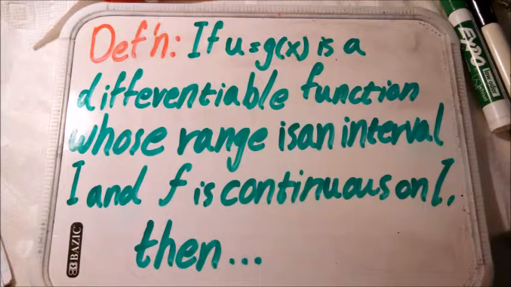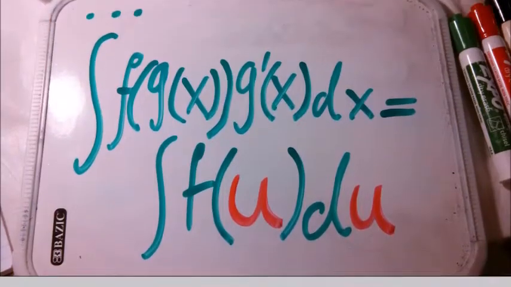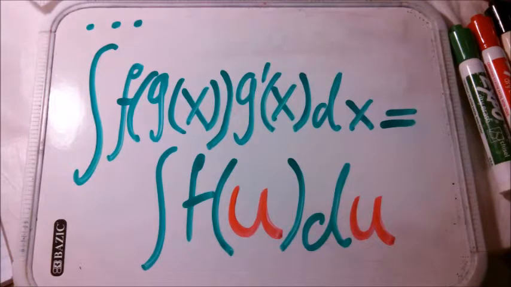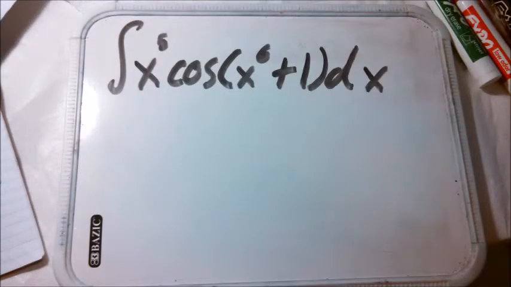The substitution rule states that if u equals g of x is a differentiable function whose range is an interval I and the function f is continuous on I, then the integral of f of g of x times g prime x dx equals the integral of f of u du. The first example we're going to see is a simple one in order to show how this substitution works.